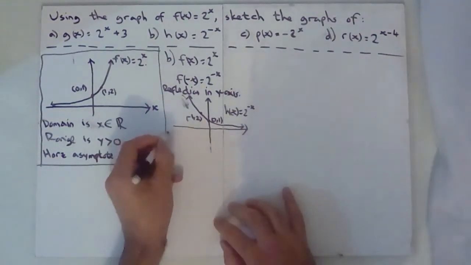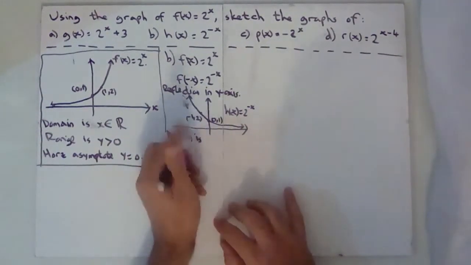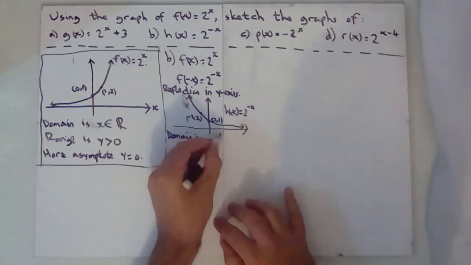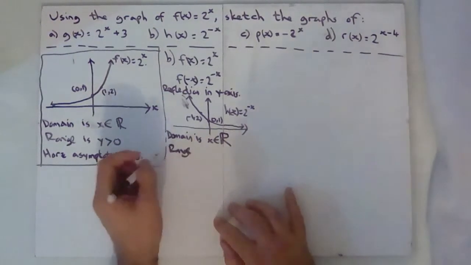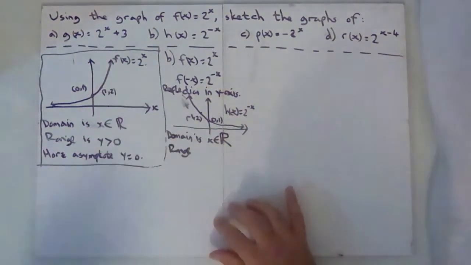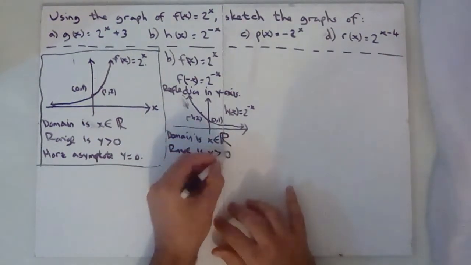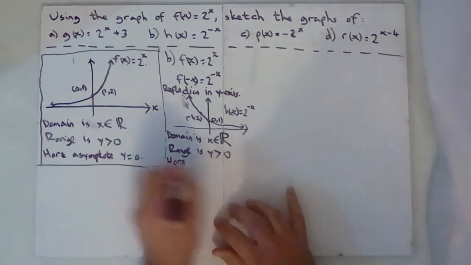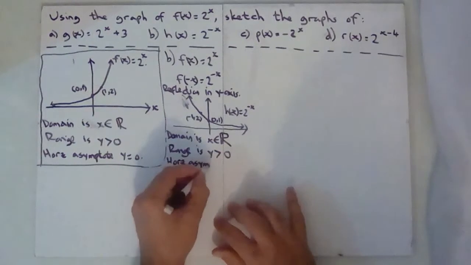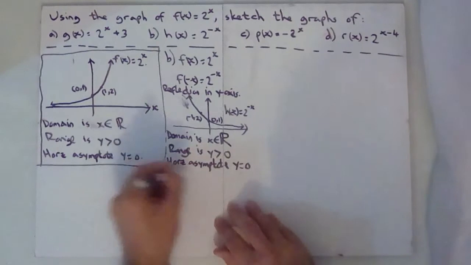It's natural domain. So domain is x is a real number. Range, we've still got this horizontal asymptote, which is the same at y equals 0. We'll write that down in a minute. So the range is y needs to be greater than 0, and as I've just said, horizontal asymptote is going to be y equals 0 again.